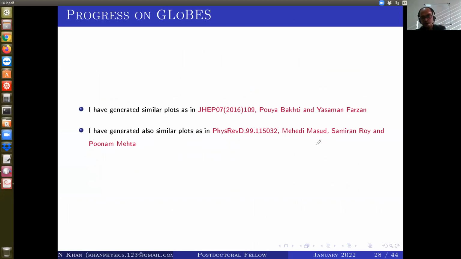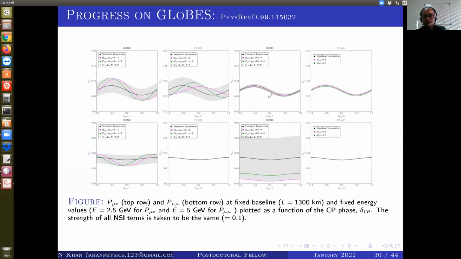So I have reproduced that one also. Let me try to understand the Masood paper here. He calculated the probability for this particular DUNE experiment, which is basically a 3.5 years anti-neutrino, 3.5 years neutrino experiment. In the presence of this parameter, epsilon e mu, the phase changes and the probability gets modified.